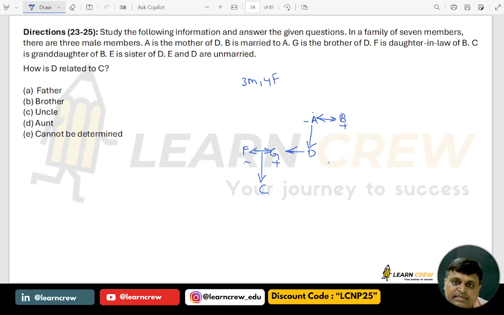E is the sister of D. Now E and D are unmarried. So there are 3 males given. So here 1, 2, 3 females are there, and C is the granddaughter. So already you have got 4 females.